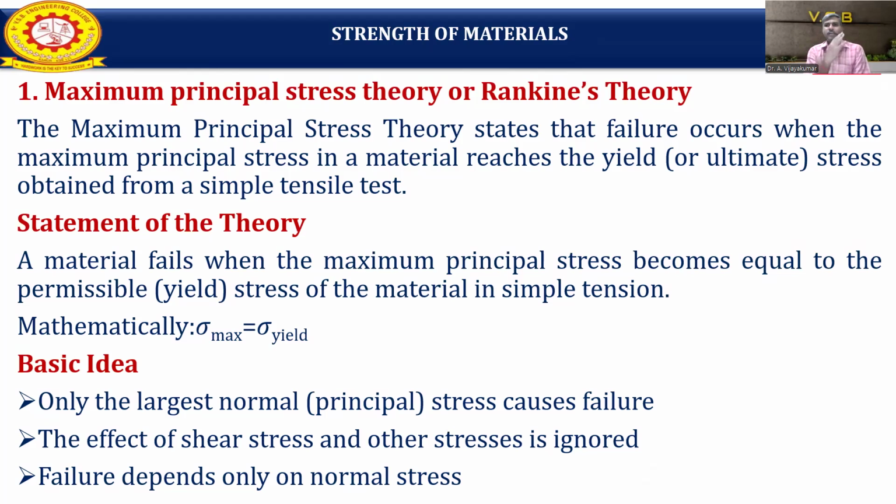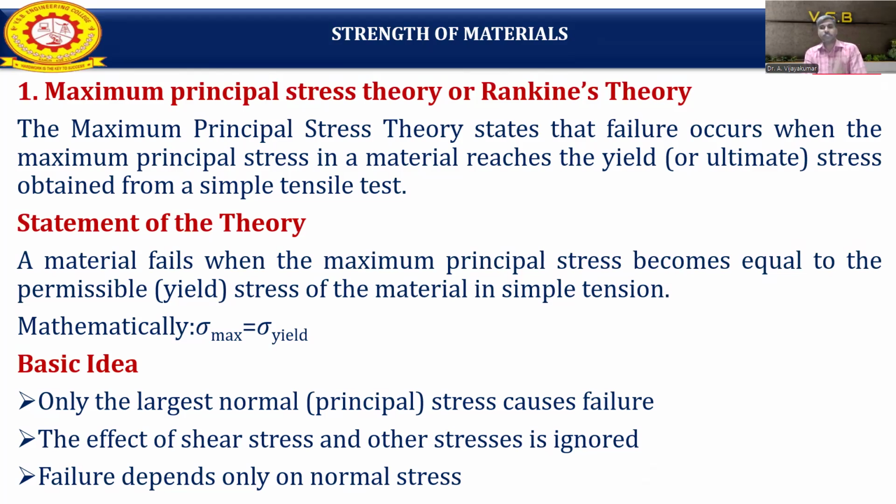What is the basic idea of this one? Only normal stresses cause failure. Mainly it is tensile stresses or compressive stresses only that are valid for this Rankine's theory. So the effect of the shear stress and other stresses will be ignored. What are the tensile stresses and shear stresses? Only we are going to take into account the normal stresses.